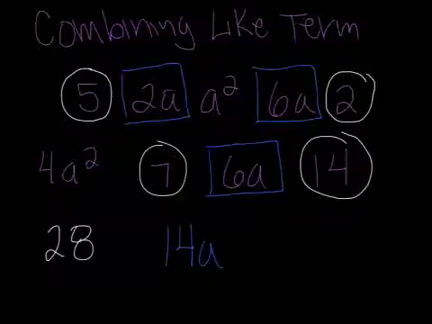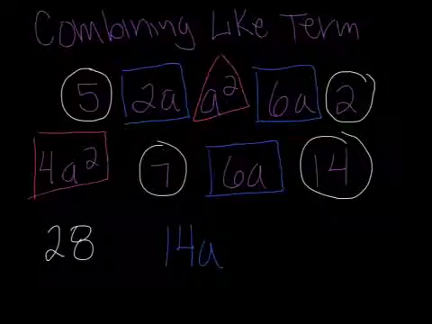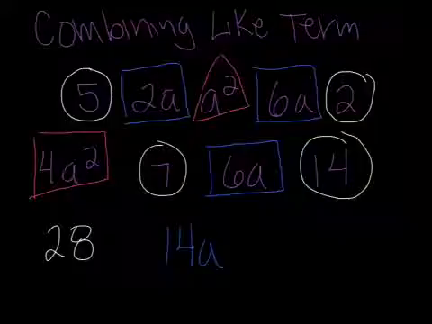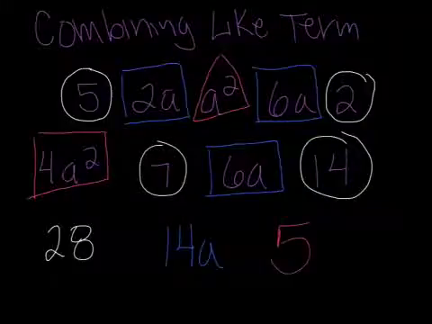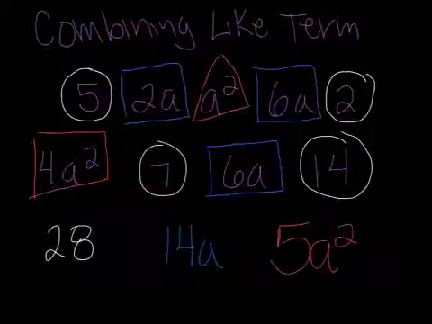And last but not least, we have our a squared. So we're looking for a variable raised to the second power, specifically a. We have 2 that fit that, so this is 4a squared plus 1a squared, which would give us a total of 5a squared. So when we're combining like terms, we need to make sure that they look alike.